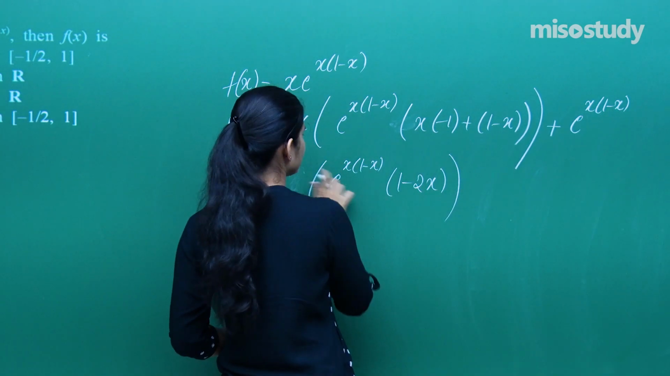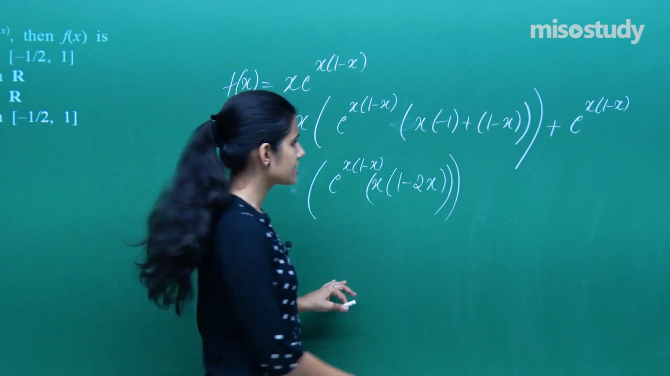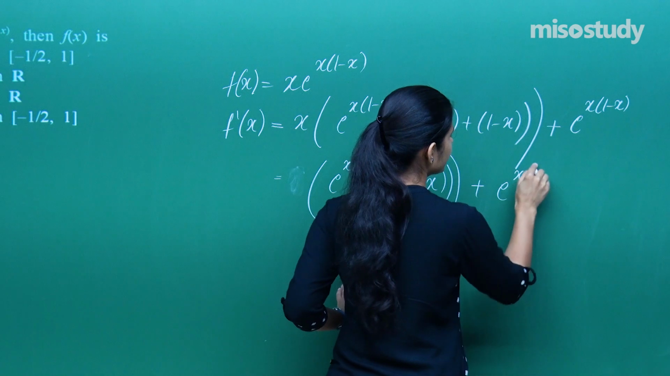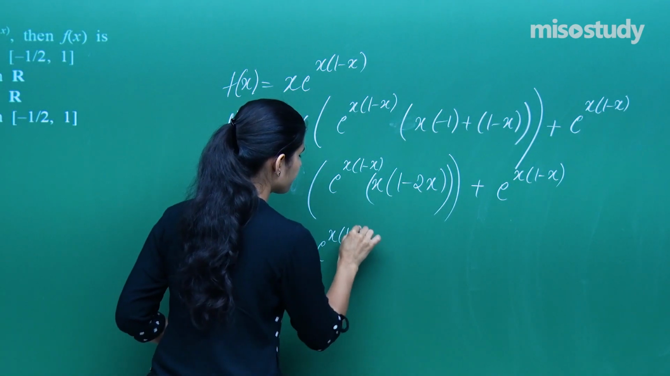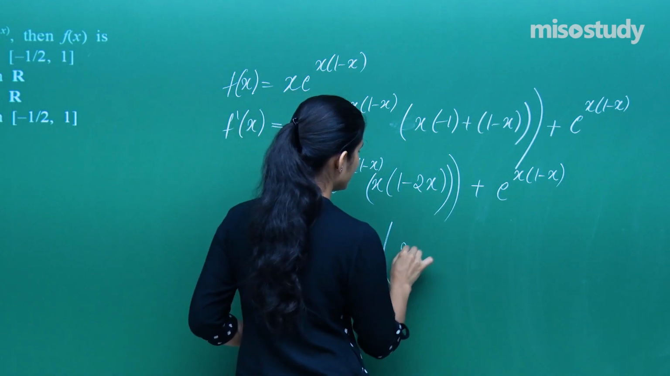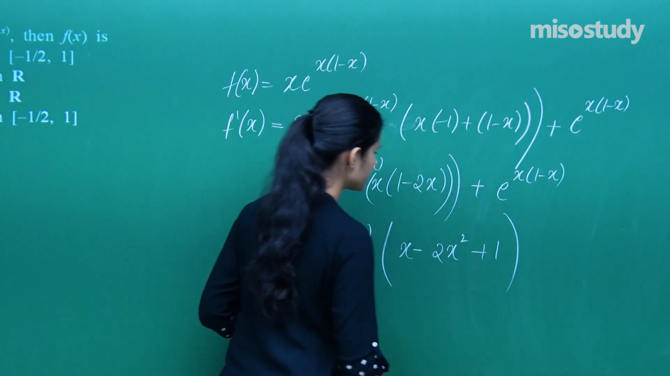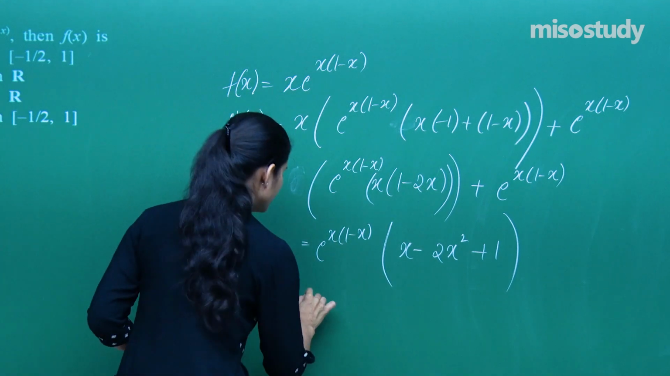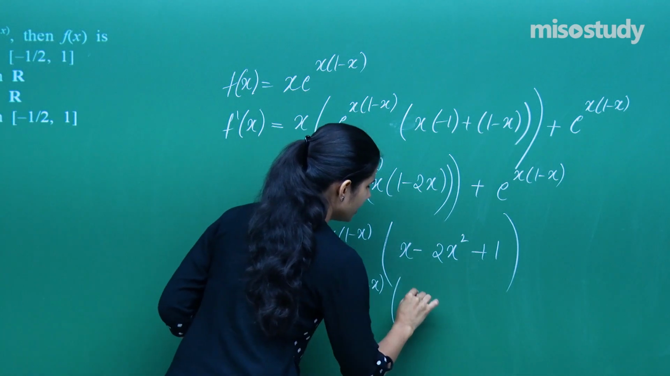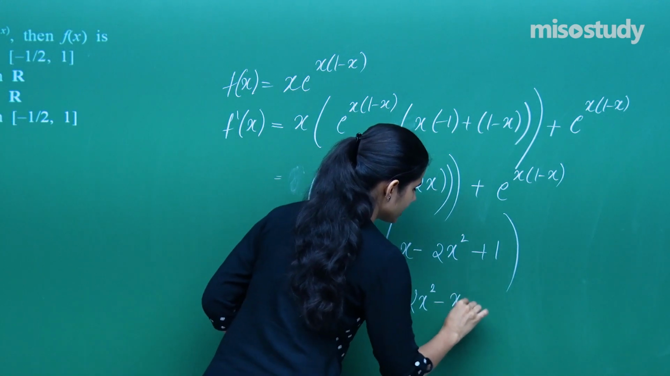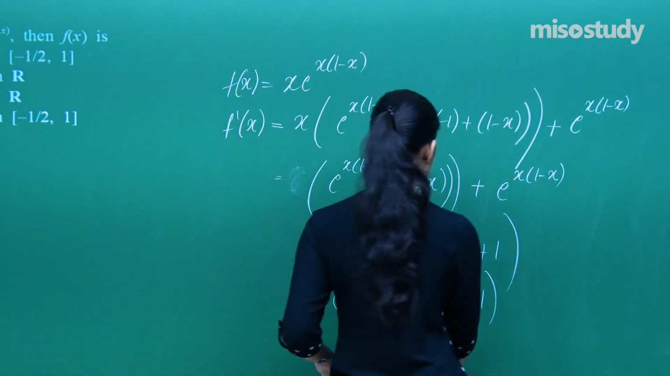So, you basically get x into (1 minus 2x), and this is e to the power x into (1 minus x). You can take out this common. You are left with x minus 2x square plus 1. Again, you can take out the minus sign common, and you are left with 2x square minus x minus 1. Right?